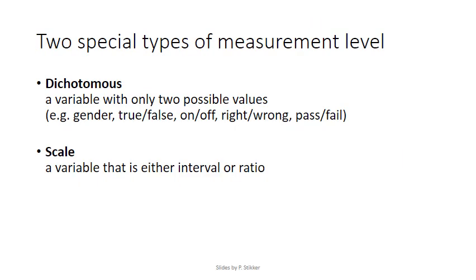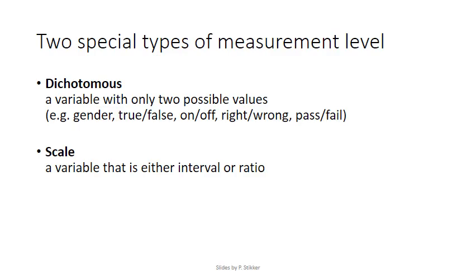Although not mentioned in the original article by Stevens, there are two special types of measurement level that we will encounter. The first one is dichotomous, which is any variable that only has two possible options. So for example, with gender we have male or female. That can also be considered dichotomous. True or false, on or off, right or wrong, pass or fail. Notice that pass-fail might be considered even ordinal. So sometimes if an ordinal variable only has two options, we could also classify it as dichotomous.